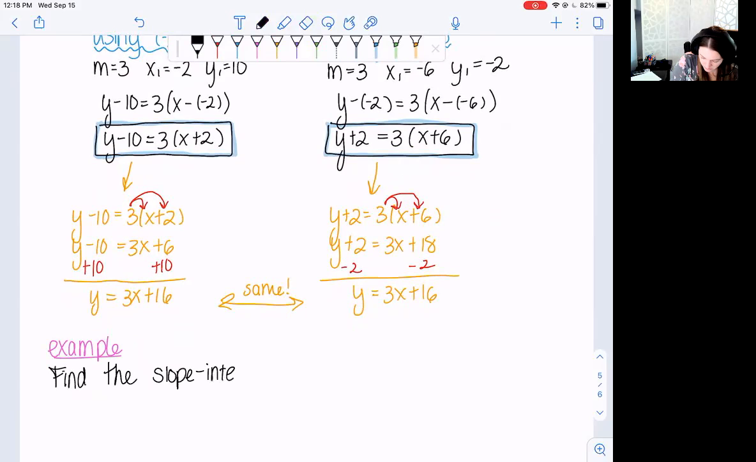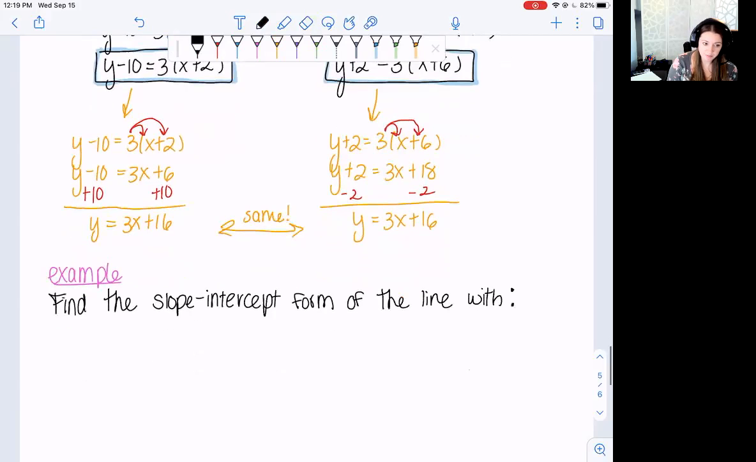It's really important when you're doing questions to read which form they want the line in. Because if a question asks for point slope form, it's not going to accept a slope-intercept answer.